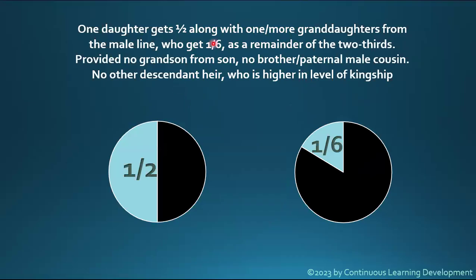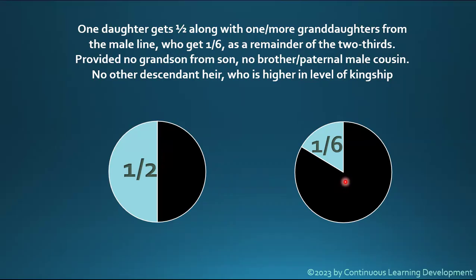One daughter gets half along with one or more granddaughters. So if there is a case where there's one daughter and one or more granddaughters from the male line, the daughter will get the half and the granddaughter will get the sixth. And if there's two, they will share the remainder of the two-thirds, provided no grandson from the son and no brother or paternal male cousin.